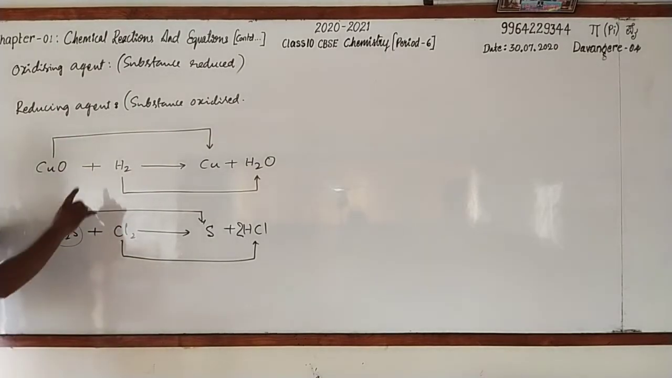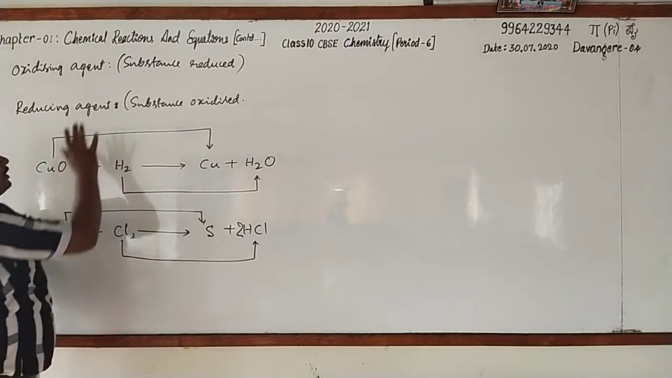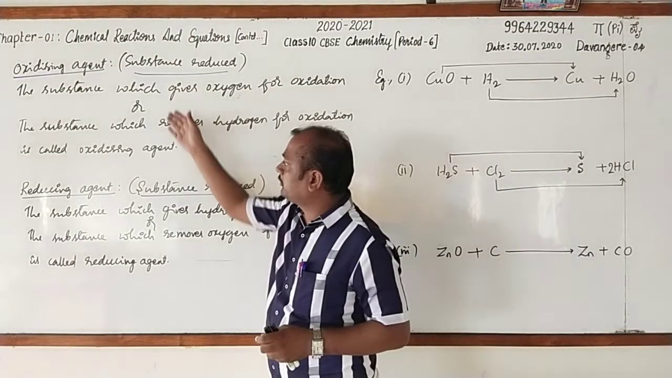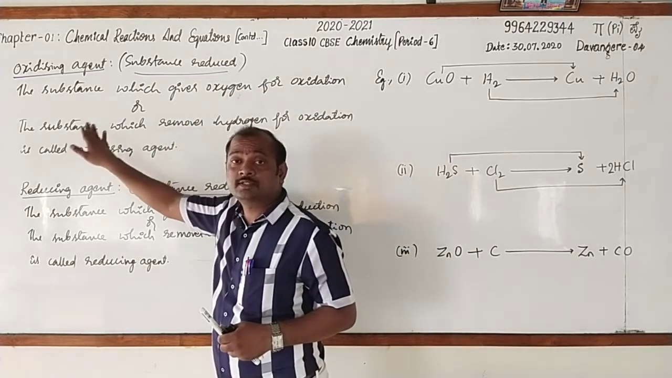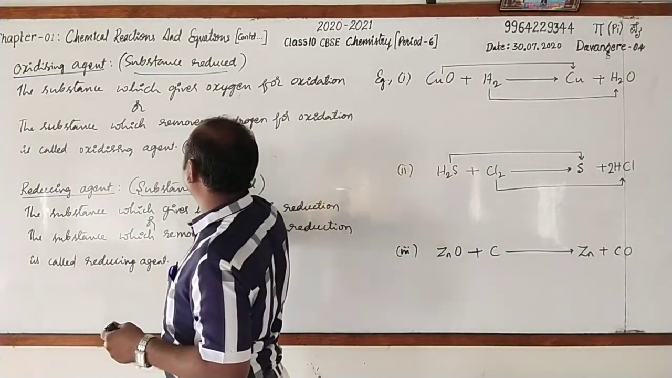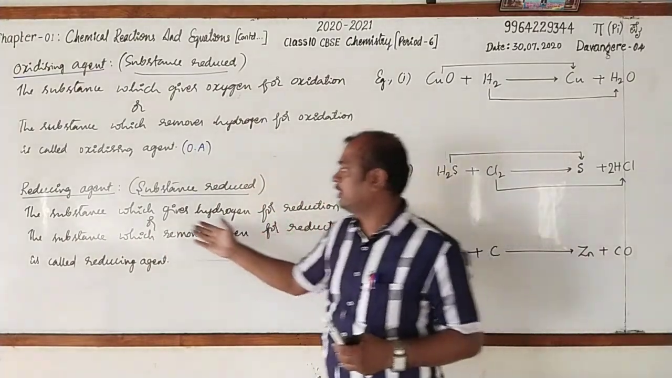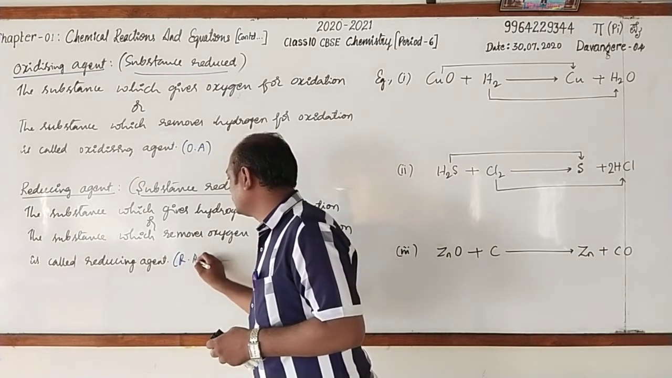Next, reducing agent. The chemical substance which gives hydrogen for reduction is called reducing agent, or the substance which removes oxygen from a substance for reduction is called reducing agent. Hope that you have understood. Now let me write the definition of both. Observe. Here I have written the definitions of both. Oxidizing agent: the substance which gives oxygen for oxidation, or the substance which removes hydrogen for oxidation, is called oxidizing agent. Its abbreviated form is written as OA. And observe, reducing agent: the substance which gives hydrogen for reduction, or the substance which removes oxygen for reduction, is called reducing agent and is abbreviated as RA.